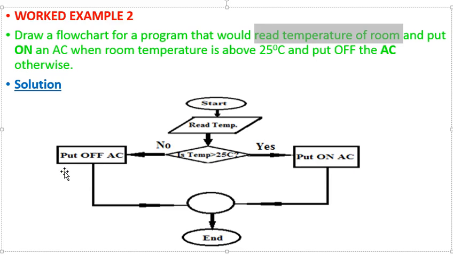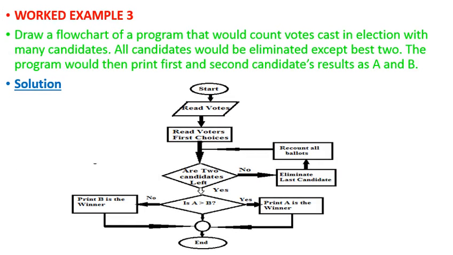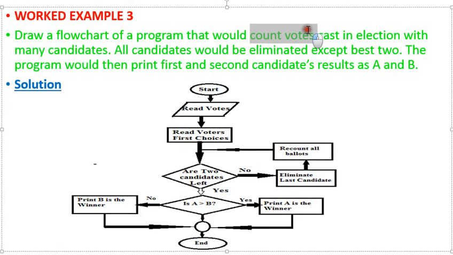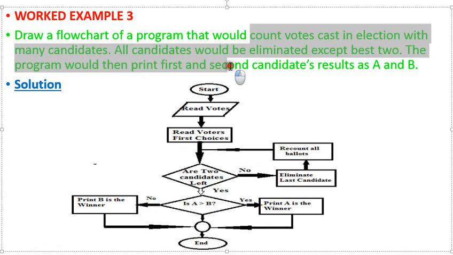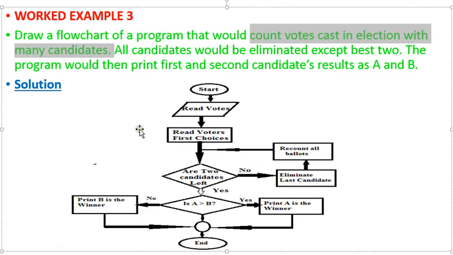This example is very simple if you look at it very carefully. So let us look at worked example number 3, which I think should be the last worked example we are going to consider here. What it says is that we should draw a flow chart of a program. That program will be used for counting the votes which are cast in an election, and that election has many candidates.